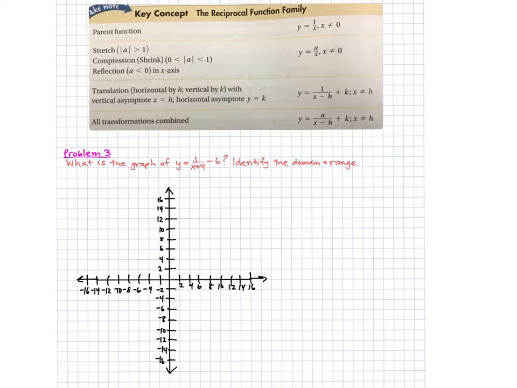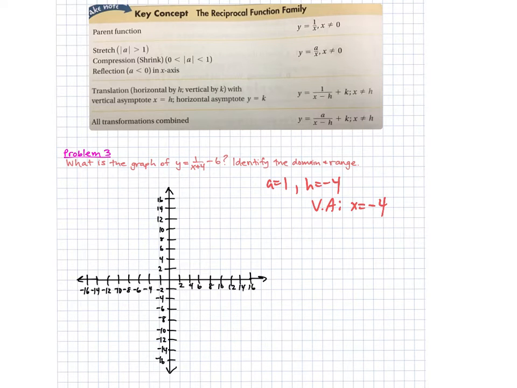So we can see here that a is 1. That means there's no stretch or compression or shrink. h is negative 4, right? We subtract, it's what you're subtracting. And so this means there is a vertical asymptote at x equals negative 4.